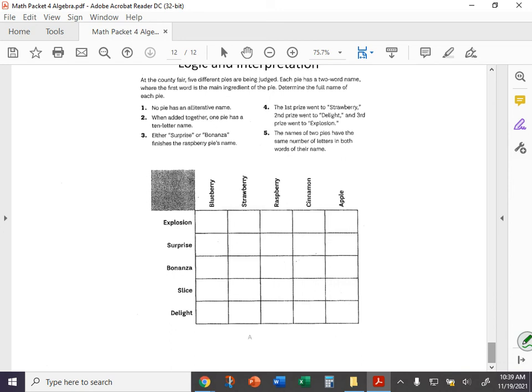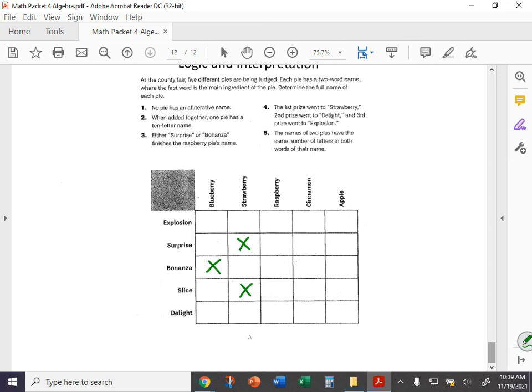Okay? Number one here says, no pie has an alliterative name. Alliterative name, right? What that means is that the pie name and the flavor can't start with the same letter. That's what alliteration means, starting with the same letter. So we can eliminate blueberry bonanza. Can't start with B's. Can't be strawberry surprise. Can't be strawberry slice. And it looks like I think those are the only alliterations that we have here.